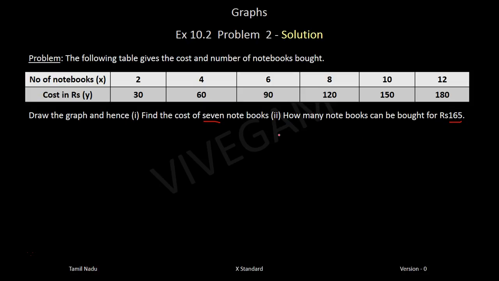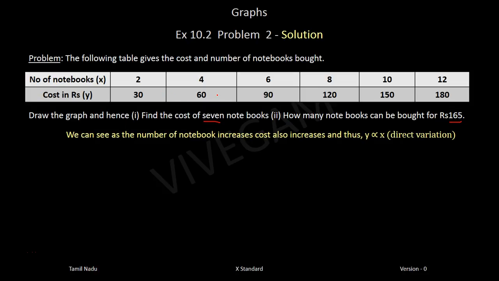So we need to draw the graph. Actually we have the points, but we need to have an equation for it, right? So the first observation we'll have to see here is that as x is increasing, y is increasing. So y is directly proportional to x. So when y is directly proportional to x, the equation is y is equal to kx, right? So k will be equal to y divided by x, right? So k will be y divided by x.